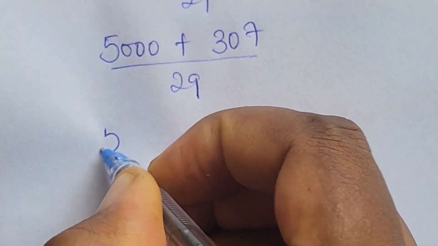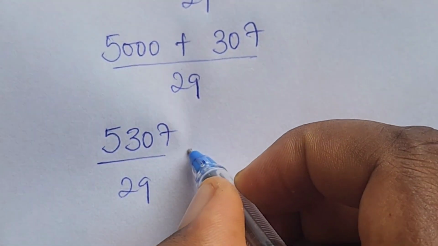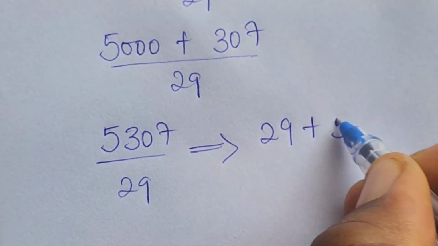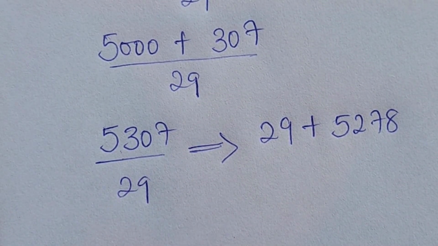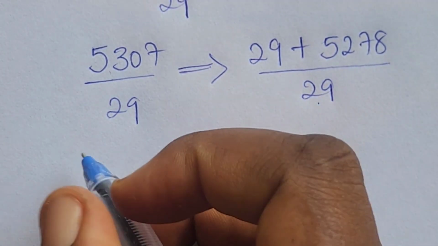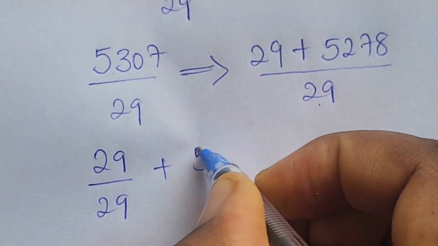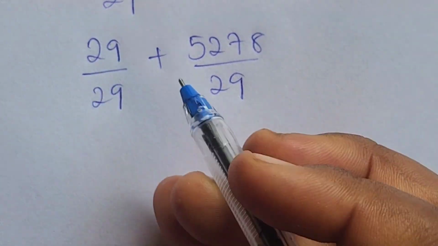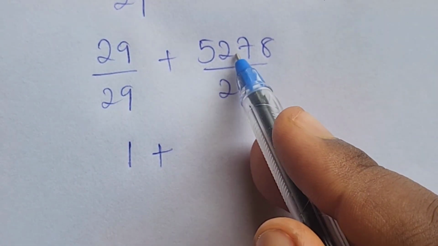So from here we have 5,307 all over 29. Now we can split this up to have 29 plus 5,278, which is the same as 5,307 divided by 29. So since we have a common denominator here, we can split this to have 29 over 29 plus 5,278 over 29. So this cancels out. We have 1 plus our 5,278.